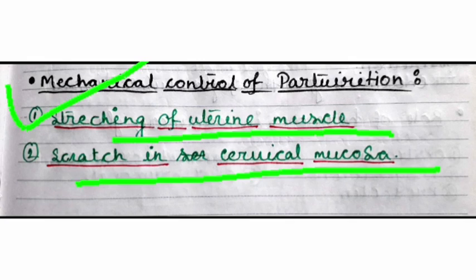In the stretching of uterine muscle, the smooth muscles of the uterus can cause contraction in the uterus, and generally there are stronger contractions in the smooth muscles when the uterus is stretched. Then the second type of mechanical control is the scratch in the cervical mucosa. Continuous scratching in the cervical mucosa also leads to stronger contraction in the uterine muscle.